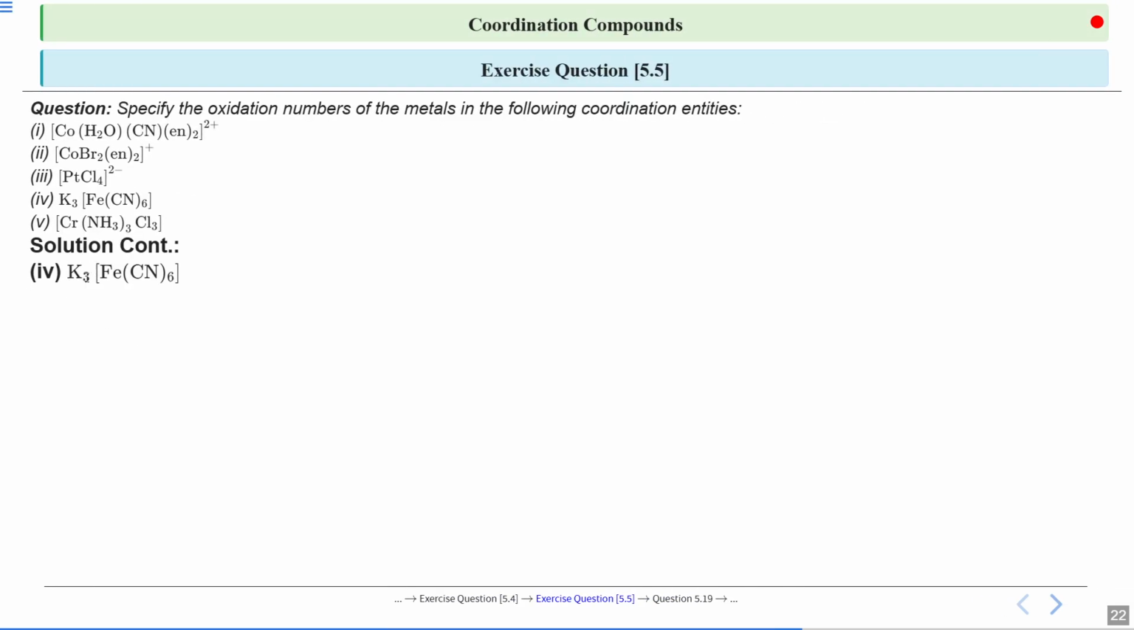Similarly, in the fourth entity, K3[Fe(CN)6], we have iron as X oxidation number, plus cyanide is an anionic ligand, so 6 times -1 equals the overall charge, that is -3. 6 times -1 is -6. When you take it to the right hand side, it becomes positive, so X becomes +3. That means iron has +3 oxidation state.